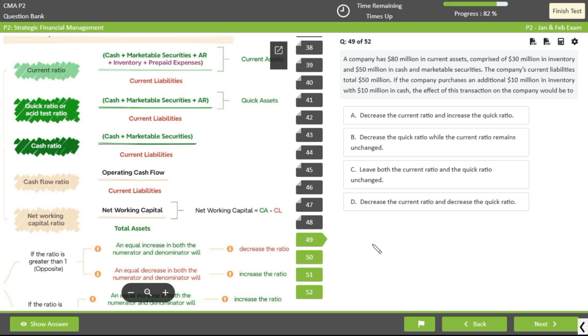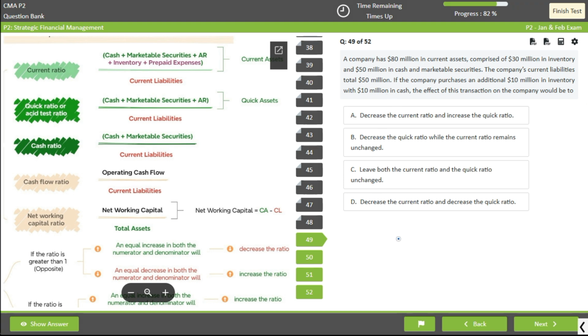A company has 80 million in current assets comprised of 30 million in inventory and 15 million in cash and marketable securities. The company's current liabilities total 50 million, and if the company purchases an additional 10 million in inventory with 10 million in cash. So the company is going to purchase the inventory with cash. So what entry do we pass?